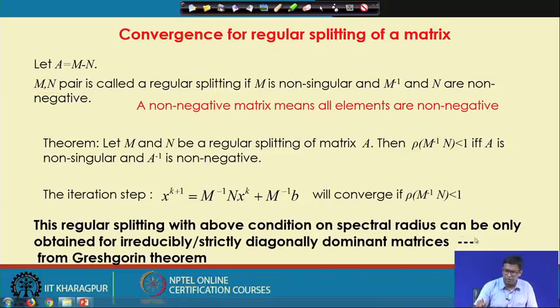So, now what we got is that if the matrix is non-singular and A inverse is non-negative, and if it can have a regular splitting, which is for an irreducibly diagonally dominant or strictly diagonally dominant matrix, then G should have convergence. G should have a spectral radius which is less than 1. Therefore, the matrix norm of G must be less than 1 and the matrix norm of G to the power k must go to 0.